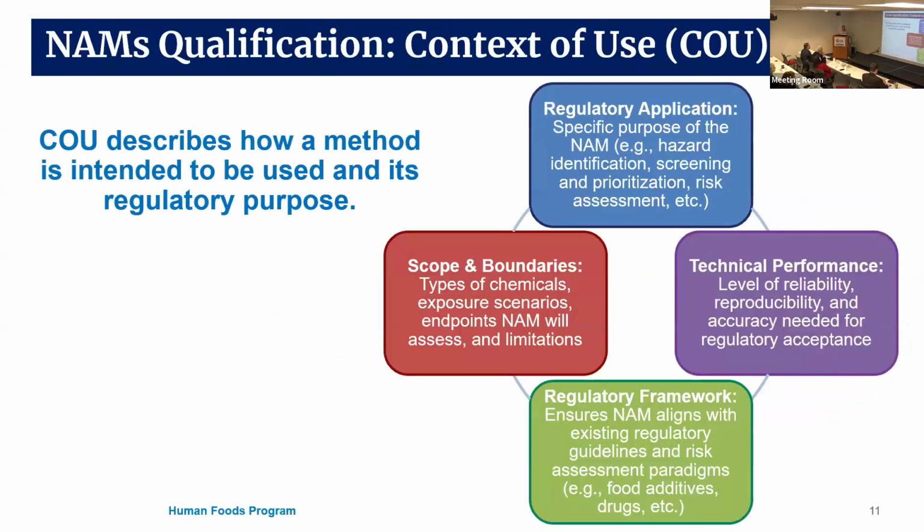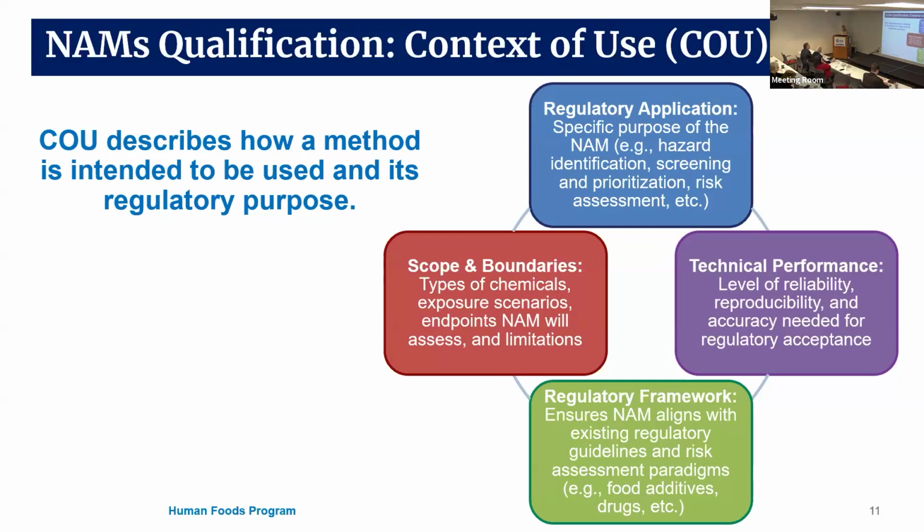So quickly, I want to talk about context of use really fast. I know Susie's going to talk about this next, so I'm not going to go into a lot of detail. Context of use describes how a method is intended to be used and its regulatory purpose. It involves a couple of components. You have your regulatory application, which describes the specific purpose of the NAM, whether it be hazard identification, screening, prioritization, or even being used in a risk assessment.